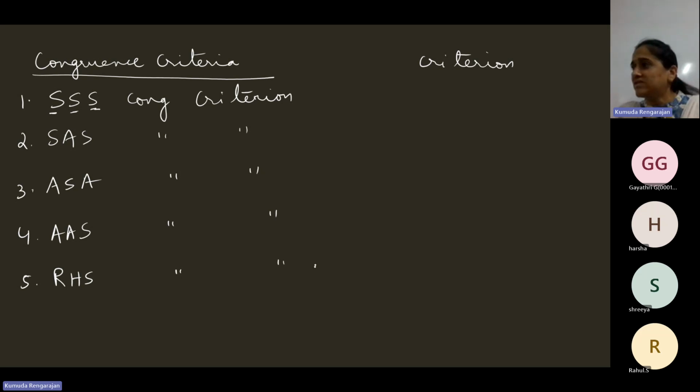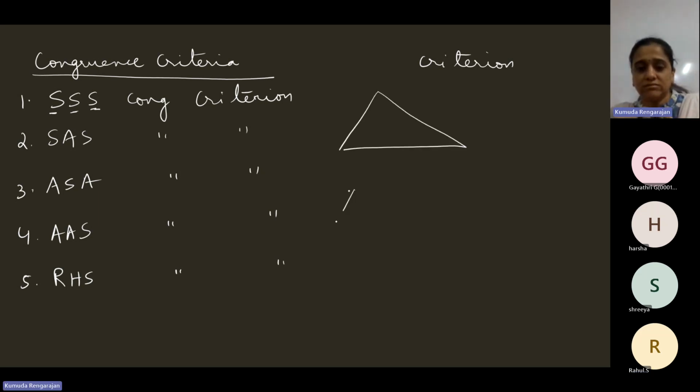So see, we checked only the sides. What about the angles? You don't have to check. With this minimum thing, you can be sure that the angles also will be equal. The corresponding angles also will be equal. You don't have to check the angles. So of the 6 things, you have 3 equalities with sides.